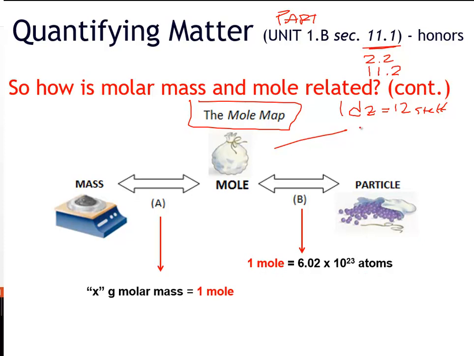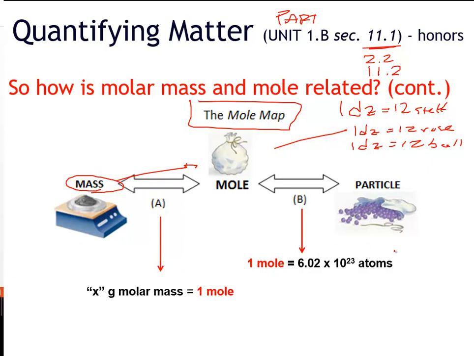Very similar to what a dozen means, 1 dozen is 12 roses, 1 dozen is 12 balloons, and so on. What's different about a dozen and a mole is essentially the mass of that amount. The mass is always going to be different because it depends on what the particles are. Like 12 roses will have a different mass than 12 bowling balls, or 12 balloons.